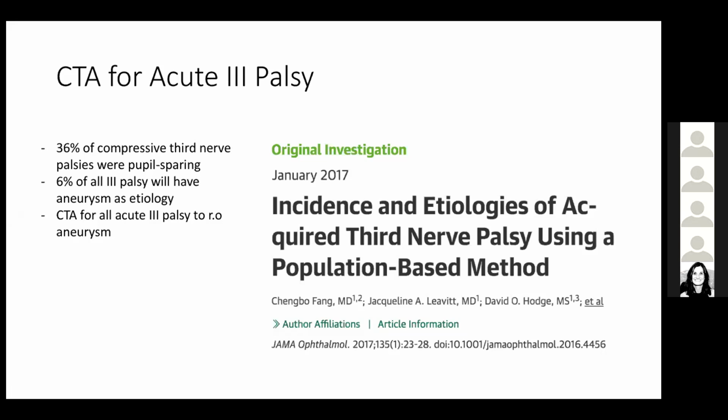So as a result, although this goes against what Rosen suggests, so in Rosen, the suggestion was if it's the typical patient, let's say more than 50, 60 years old with diabetes, hypertension, presenting with a complete pupil sparing palsy, not to do imaging initially. But more than one source suggests to do a CTA for all acute third nerve palsy looking for an aneurysm. Keeping in mind that most likely the patient above 50 or 60 years old with risk factors will not have an aneurysm. But it's quite a serious problem that we don't want to miss.